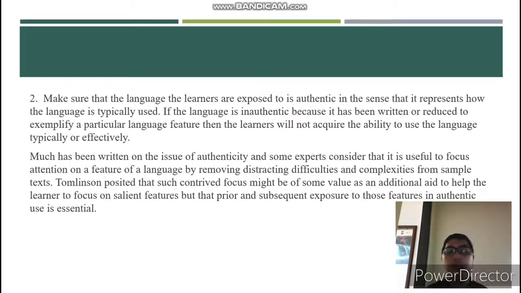Much has been written on the issue of authenticity, and some experts consider that it is useful to focus attention on a feature of a language by removing distracting difficulties and complexities from sample text. You remove the difficulties, the complexities.